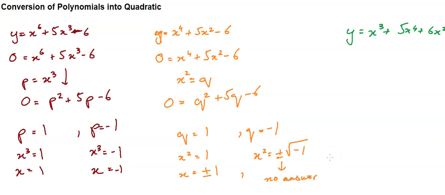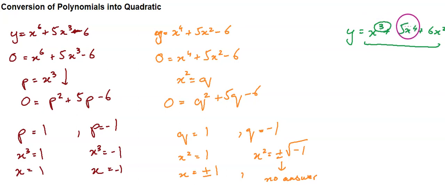Now coming on to the rightmost equation, we have y equals x cubed plus 5x^4 plus 6x squared. Now if I observe this, I can see that I cannot convert this into a quadratic equation, because the lowest power of x in this equation is 2, and this 3 is not a multiple of 2.